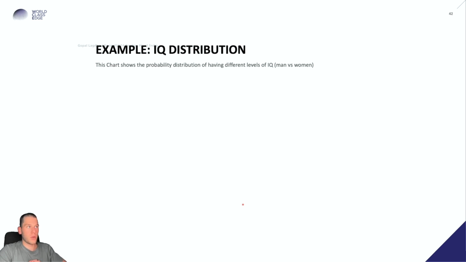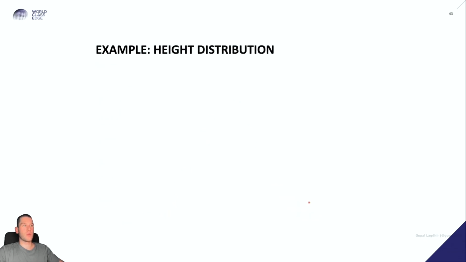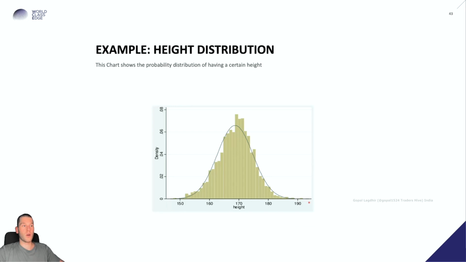For example, the IQ distribution shows the IQ of men versus women, and you see we have some people that have a low IQ, we have a lot of people with an average IQ, and we have some people with a very high IQ. We have the same example for height distribution. So we have a lot of people with an average height, of course depending on the country, depending on the region, but you can apply this to every region or to all the regions. We have some people that are very small, and we have some people that are very tall, including me. I'm somewhere here.